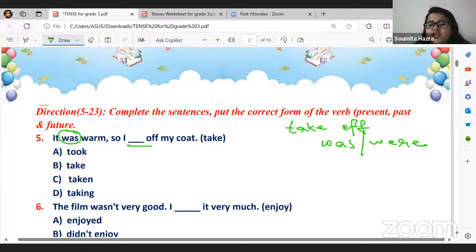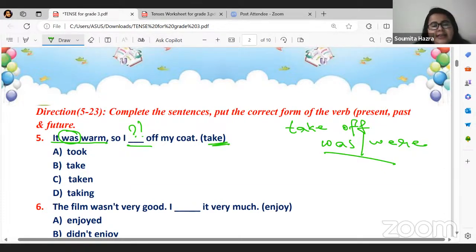We use these two be verbs in case of past tense, right? That is why this part of the sentence is given, so that you get an idea that this sentence should be in past tense and the word that I will use in this blank should be written in past. Okay? So now I need to find out the past form of take.